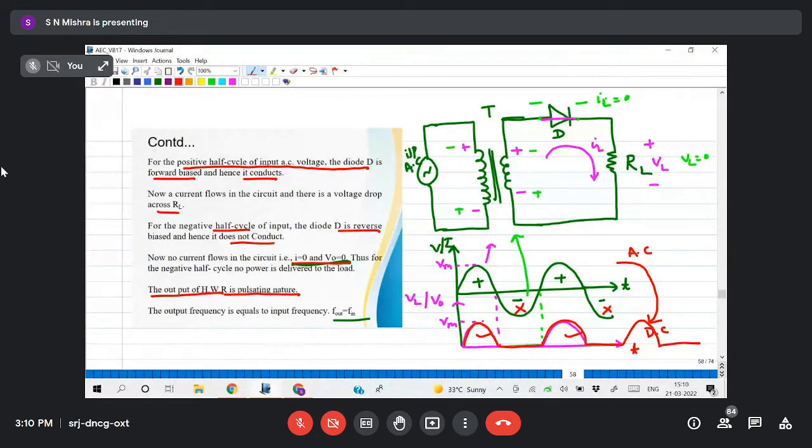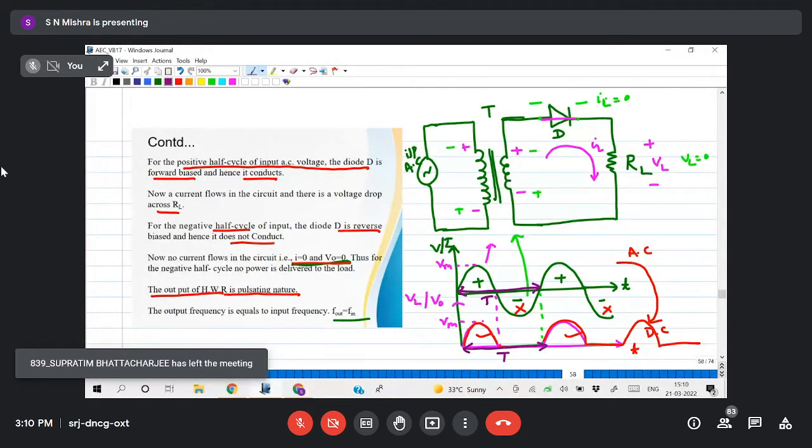And if you consider the time period, then this is one time period T. So the output also, from here to here, is repeating. So same time period, and same time period means frequency is also the same. So output frequency is equal to input frequency. Though in DC, do you know what is the frequency of DC signal?